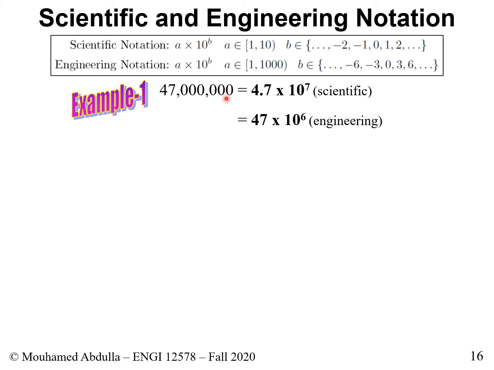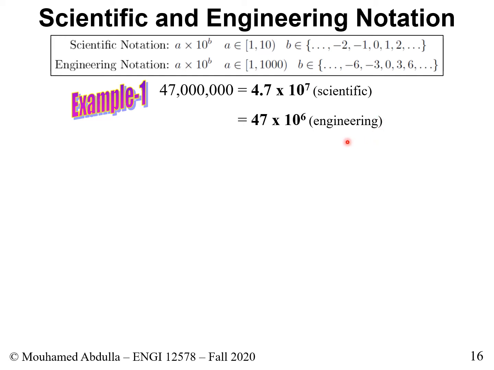So if you move the decimal places, you move by 1, 2, 3, 4, 5, 6, 7. So you'll have 4.7. This is the value of it, times 10 to the 7. You move to the left, so therefore you would write it like this. This is a scientific notation.